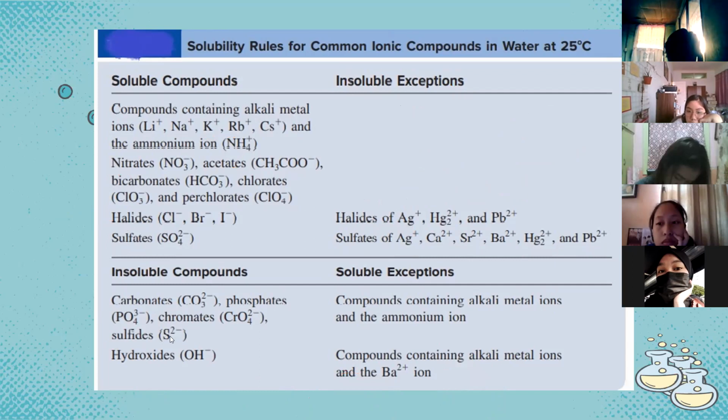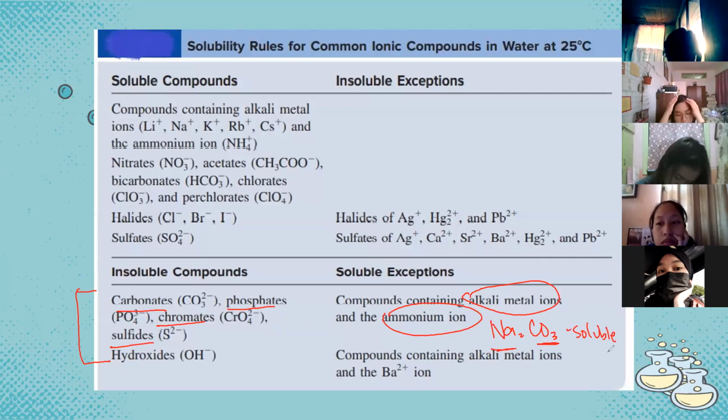Now, ito yung mga insoluble, class. Mga insoluble na sila sa water, and ang tendency nila is to form a precipitate during the reaction. So what are those? We have the carbonates, the phosphates, and chromates, and even the sulfides. Kaya lang may exception. Pag ang partner ng mga polyatomic ions na yan ay alkali metal or ammonium ion, magiging soluble sila sa water and hindi sila magpo-form ng precipitate. So example, sodium carbonate. This is carbonate but ang partner niya ay sodium, which is a member of the alkali metal. Ito ay magiging soluble in water.